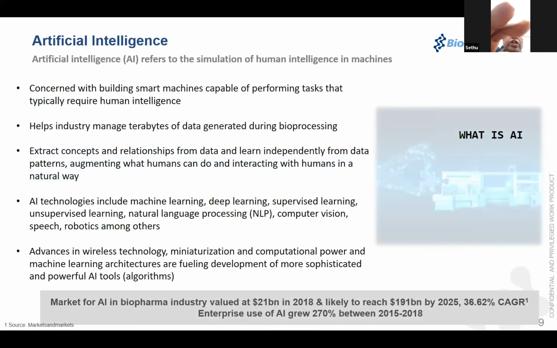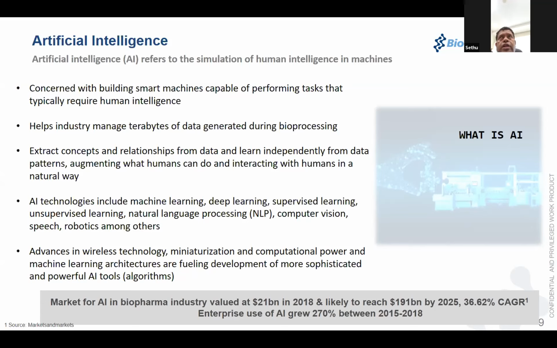So what is the use of artificial intelligence? Of course, AI, as many of you will know, is a simulation of human intelligence. When you do something for the first time, you will have certain challenges, but if you do something very repeatedly, then you build the intelligence into the machine. It is concerned with building smart machines capable of consistently performing the same task that human intelligence can do. So it essentially helps industry manage the terabytes of data which is generated during bioprocessing.